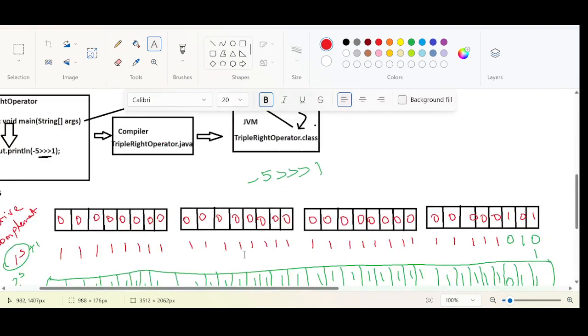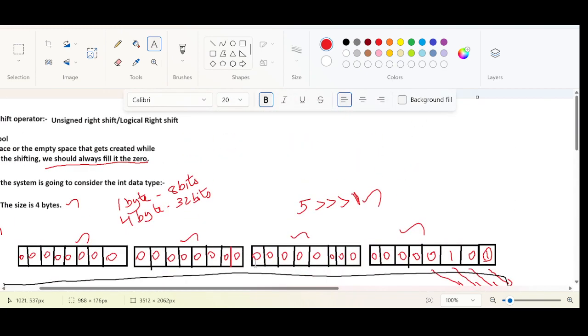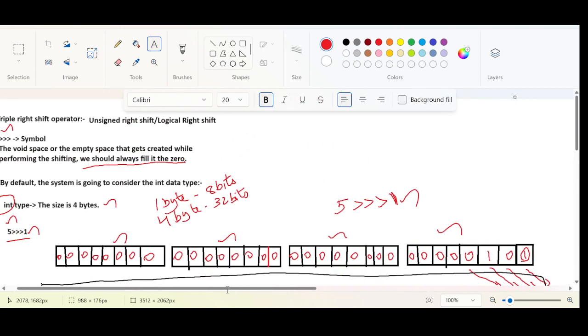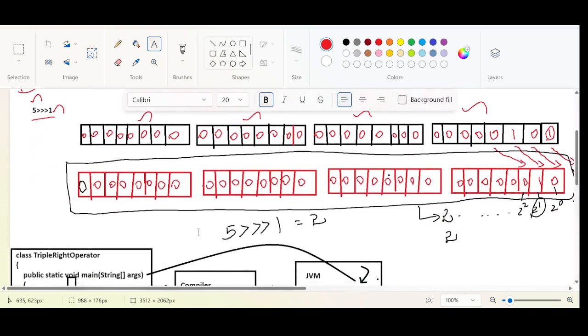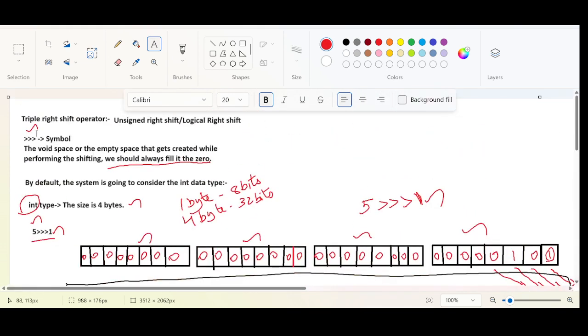Then the question is where we will be using all this. That part I will explain to you, but you must understand what is happening internally when you do the triple right shift operator. That understanding is mandatory. Once you understand that, we will solve a lot of problems by using all these bitwise operators. So this is making some sense, right?